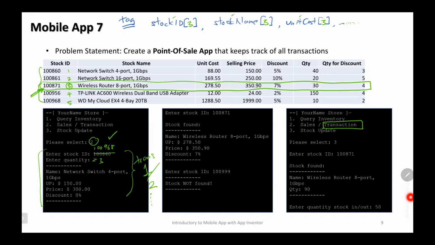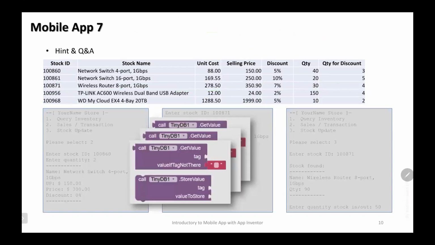So how are you able to do this? So this one you do not touch, right? Because this one is your inventory. So in other words, you will need to have another set of tags to keep track of your transactions. So the hint is you will need to have multiple tags, particularly for your transaction.